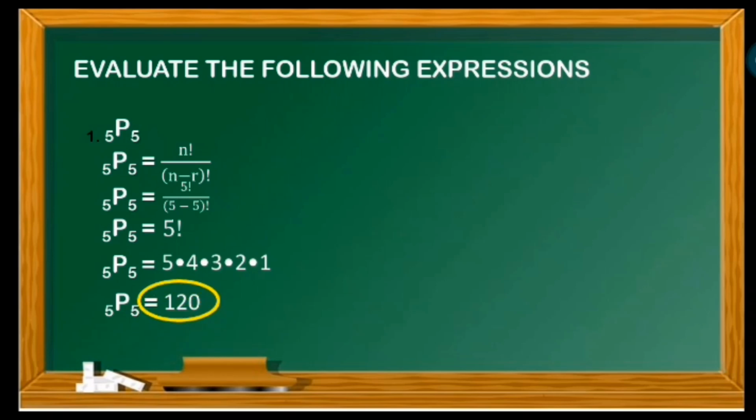So let's solve another problem. The 6P0. So our n is equal to 6 and our r is equal to 0. So based on the rules, since our r is equal to 0, our answer will be equal to 1.